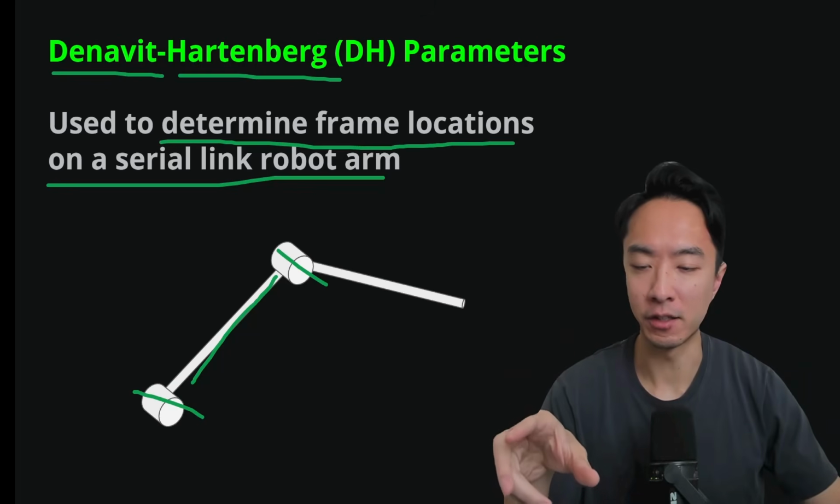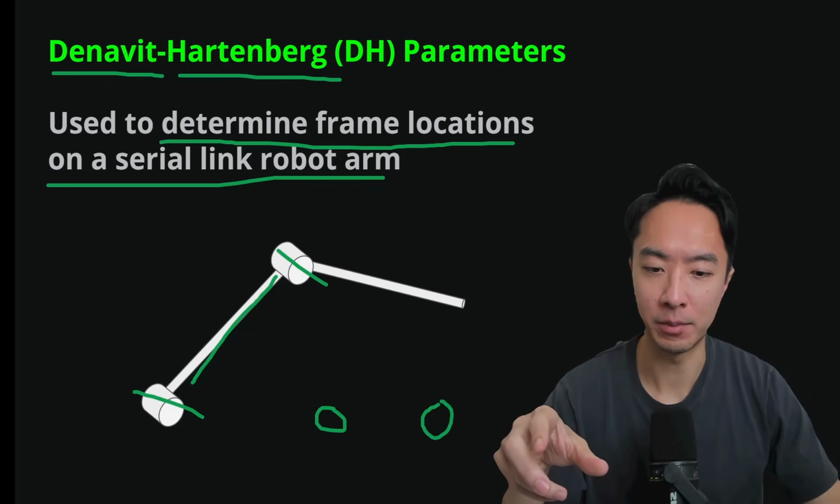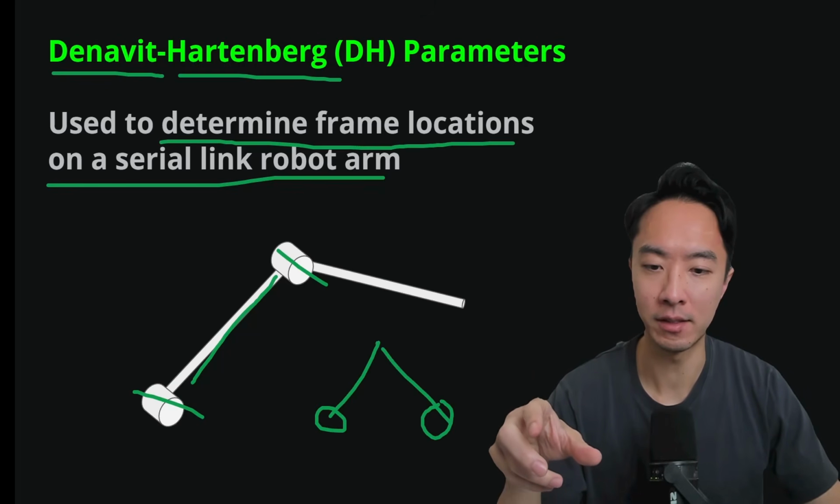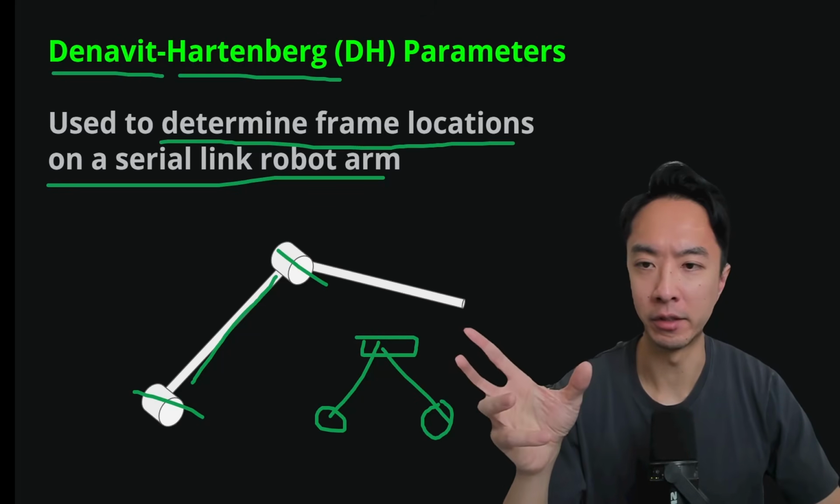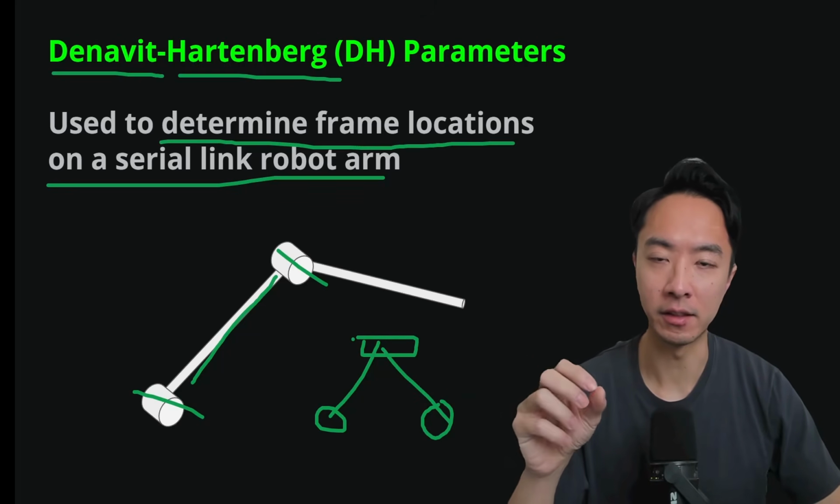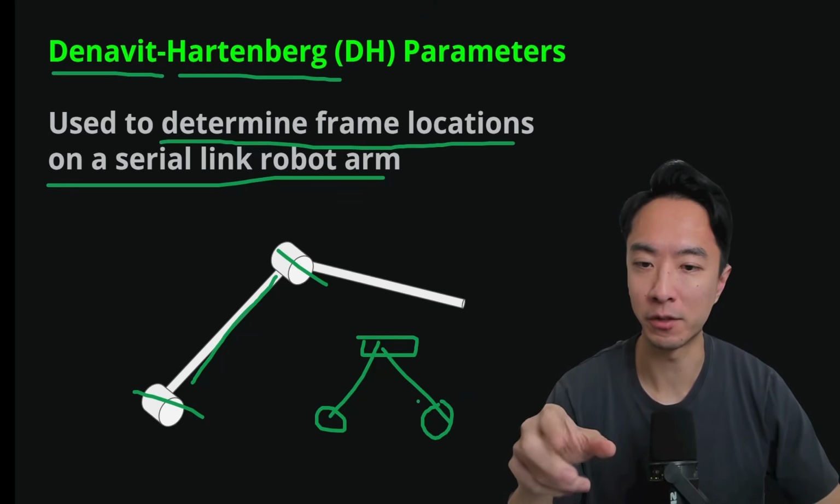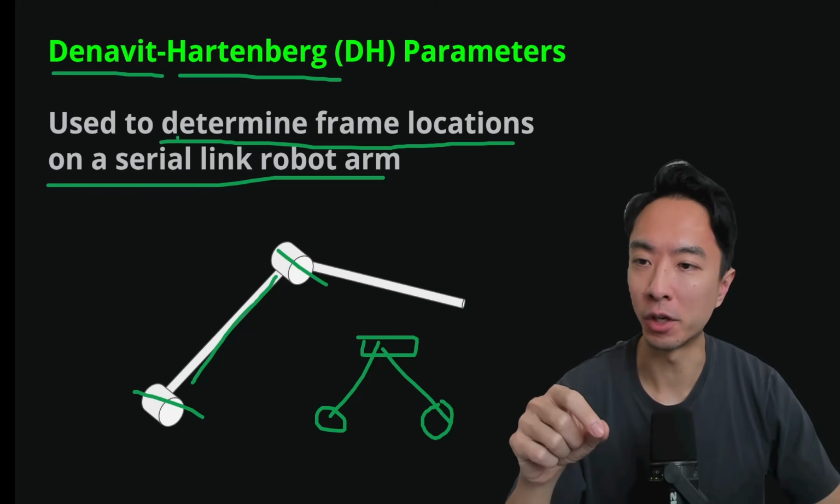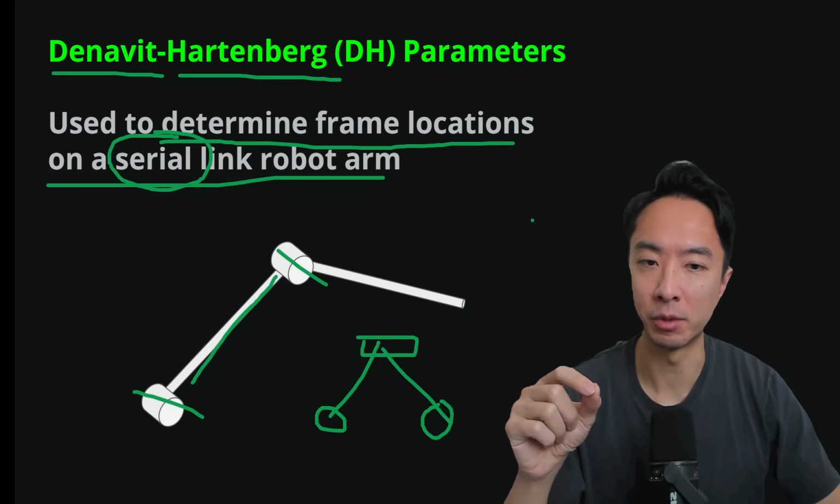When there are several joints, for example like this, that go to some base, these types are called parallel manipulators, and the DH parameters don't typically apply for something like this. So the key requirement is that it's going to be a serial link robot.